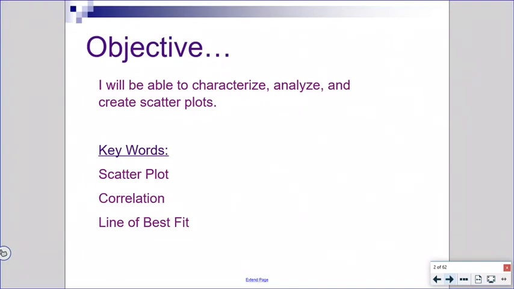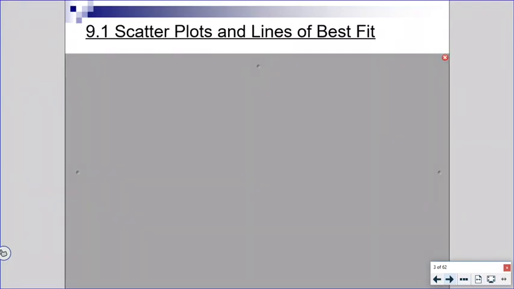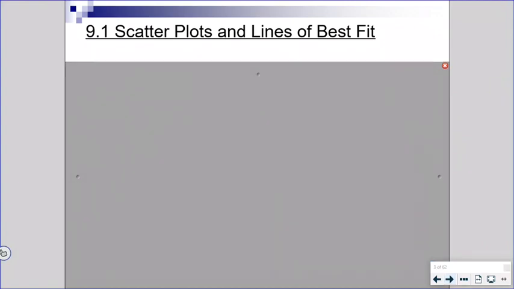This is your objective for the day. Write it down, teacher. If you need to pause it, go right ahead. Scatterplots and line of best fit, part 1, chapter 9.